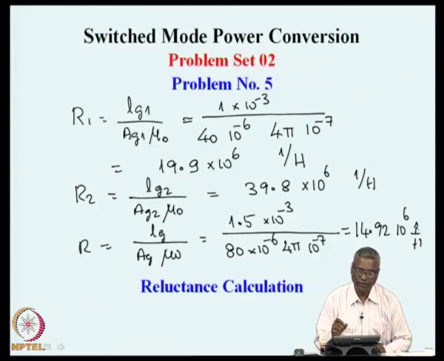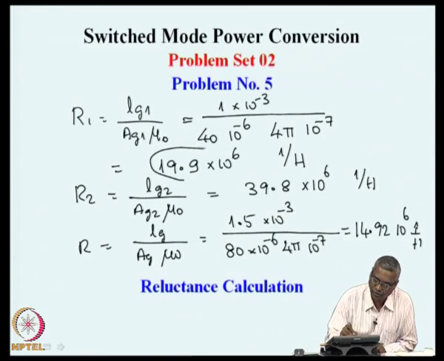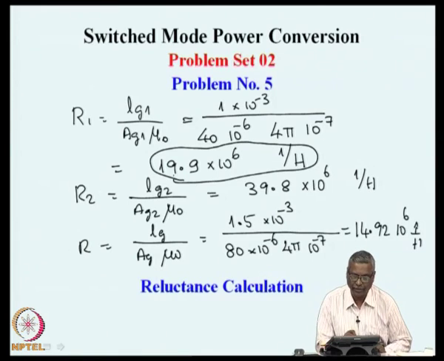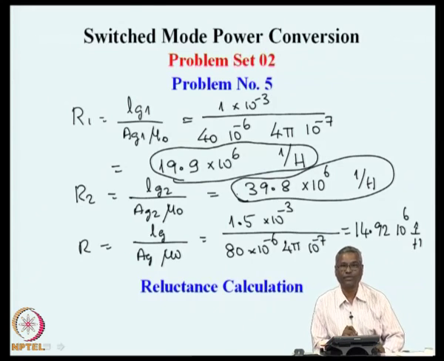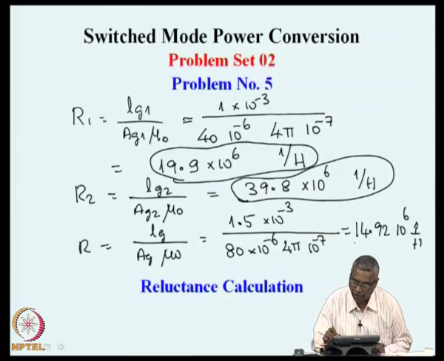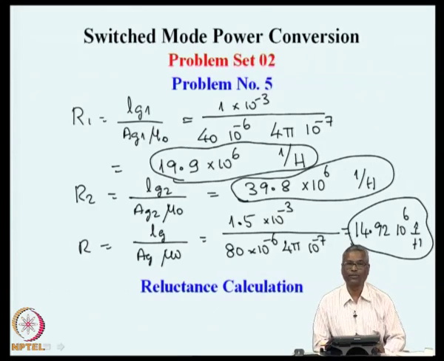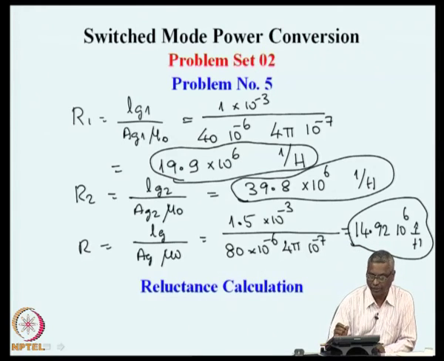Okay. So, these are the three important quantities here. R1 is 19.9 into 10 power 6 per Henry, R2 is 39.2 into 10 power 6 per Henry, and R is 14.92 into 10 power 6 per Henry. So, all the reluctances have been calculated.